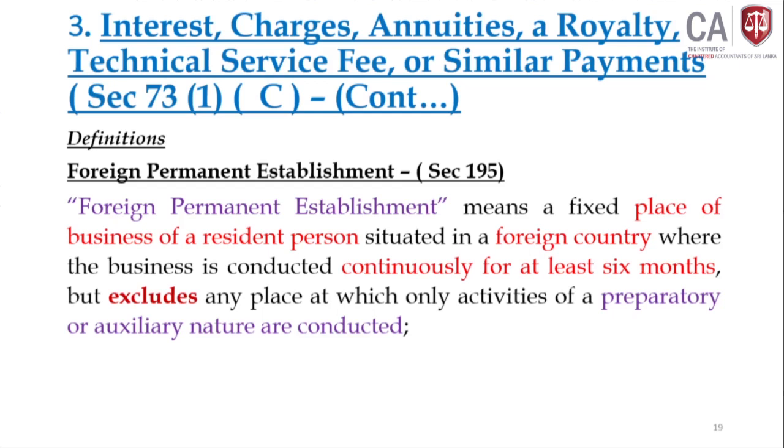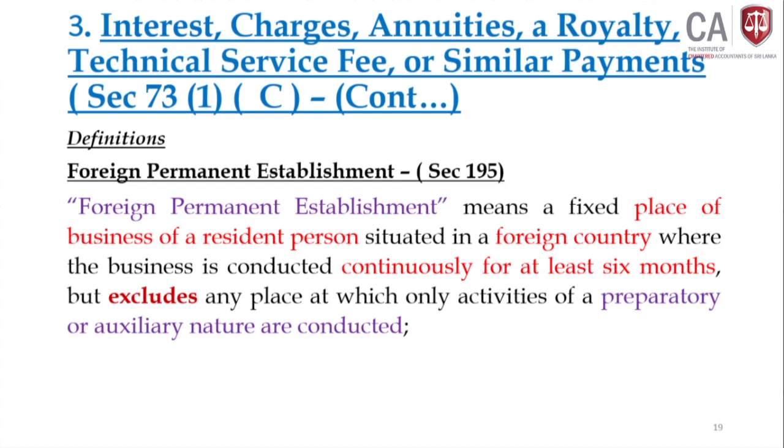Now, SLPE you all know. We will look at what this foreign PE, foreign permanent establishment, is. It is also defined in section 195. It's very easy. Now you all know what the SLPE is: a place of business which belongs to a non-resident person situated in Sri Lanka. Now, what is the foreign PE? A foreign PE is a place of business which is situated outside Sri Lanka, but it belongs to a resident person.